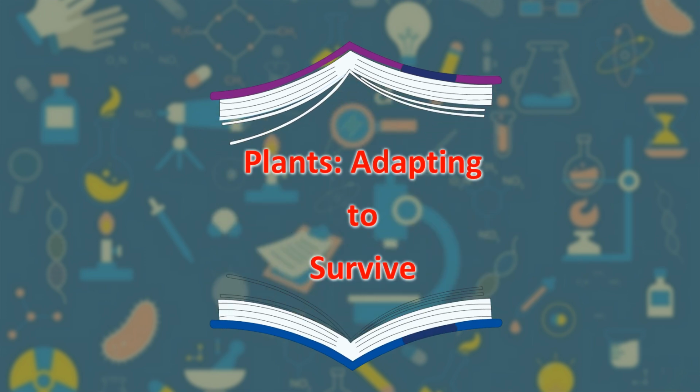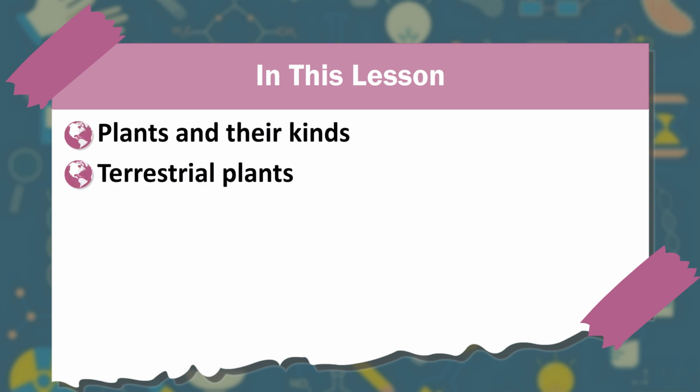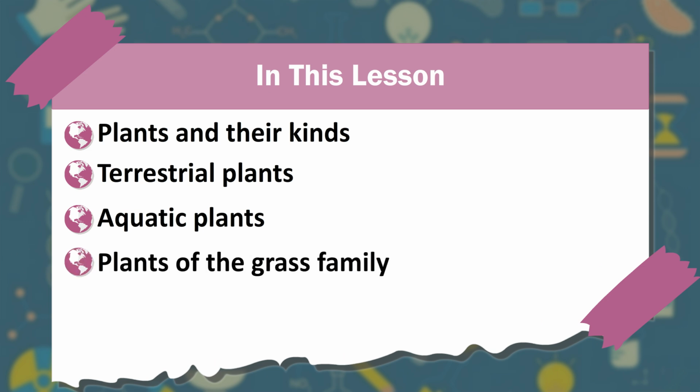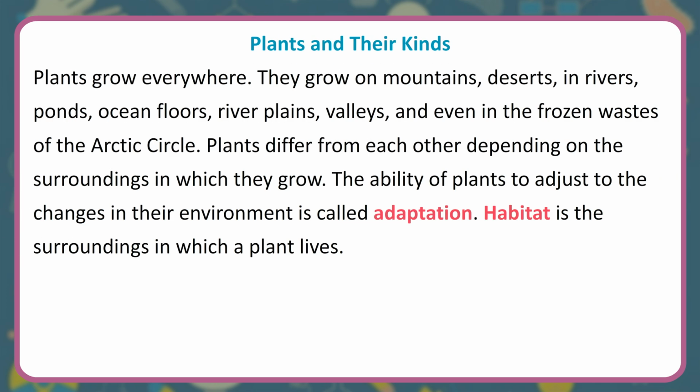Plants, adapting to survive. In this lesson: plants and their kinds. Terrestrial plants, aquatic plants, plants of the grass family, insectivorous plants, fungi, rainforests. Plants and their kinds. Plants grow everywhere.